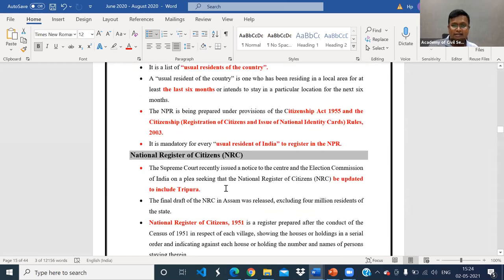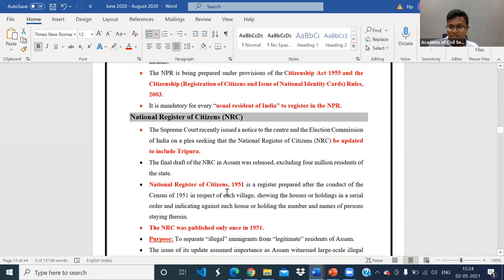Second one is NRC, National Register of Citizens. You might have heard that a new NRC was published for the state of Assam. Yes, all of you might have heard that news. NRC is basically the National Register of Citizens. On 26 January 1950, we gave citizenship to a lot of people under Articles 5, 6, 7, 8.